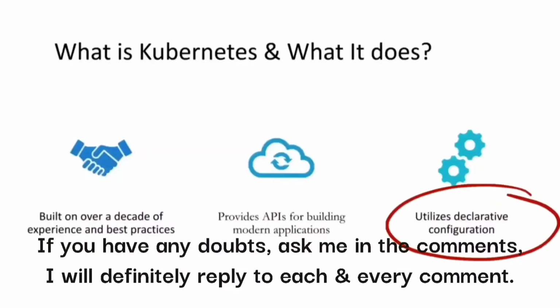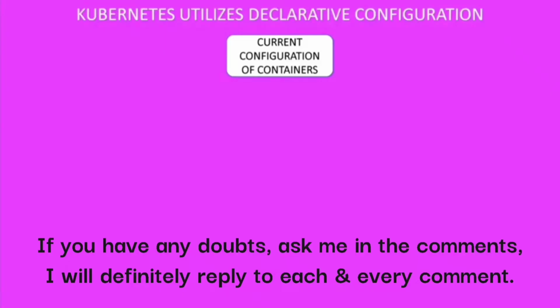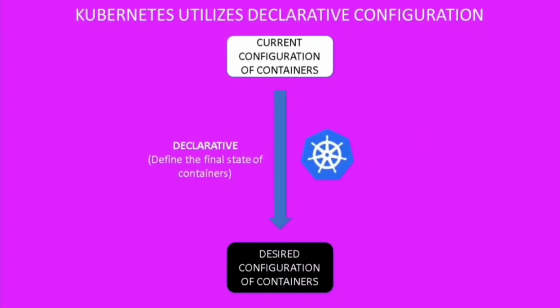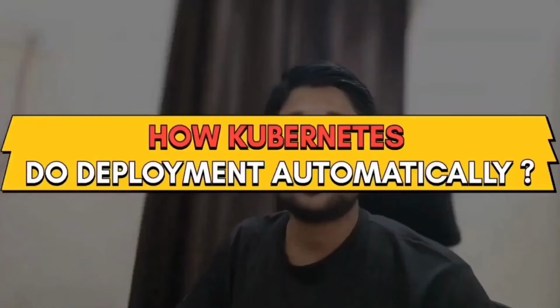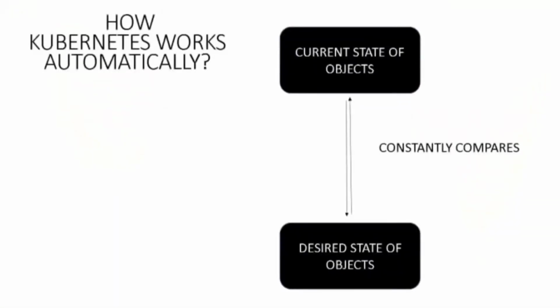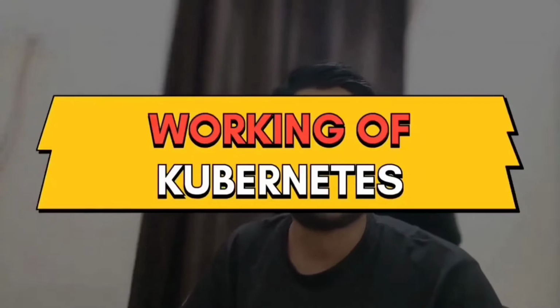Kubernetes utilizes declarative configuration, meaning we need to tell in what final state we want our containers to be in, and Kubernetes will automatically do that. So now the question arises, how can Kubernetes manage them and do the deployment automatically? Kubernetes is able to do so by continuously comparing the current state and the final state of Kubernetes objects. I will explain what these Kubernetes objects are, but first understand the working of Kubernetes with an example.